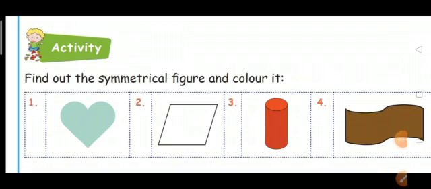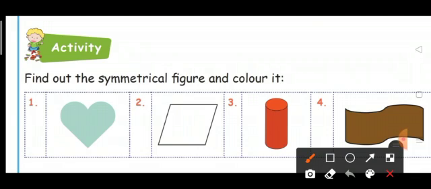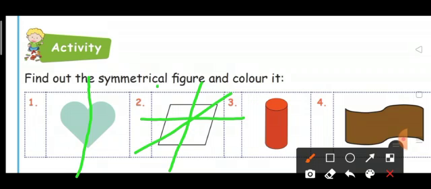Okay. And next, see one activity. Find out the symmetrical figure and color it. See, first picture, heart shape can be divided into 2 parts. And next one can be divided into 4 parts. 1, 2, 3 and 4.